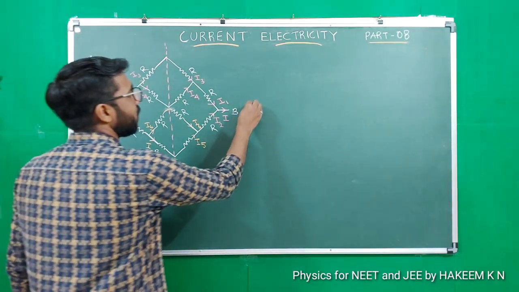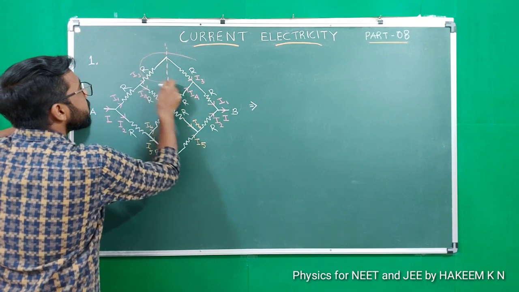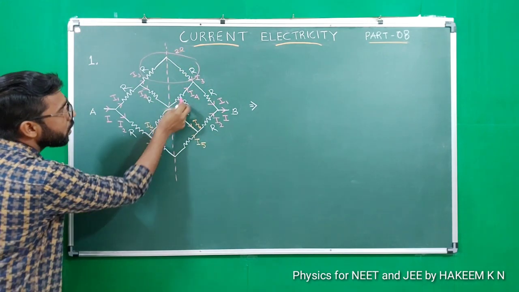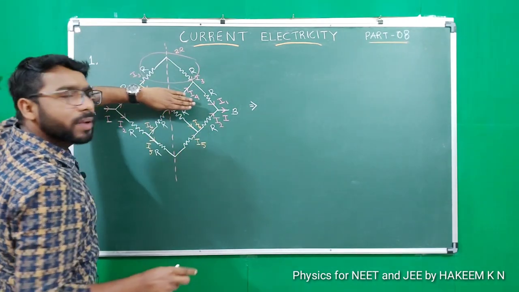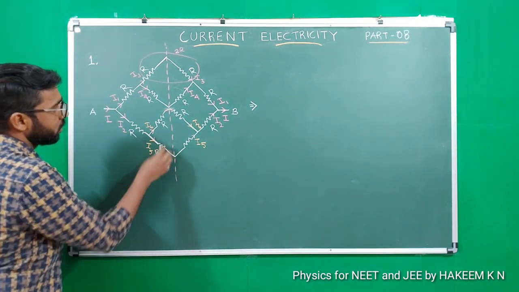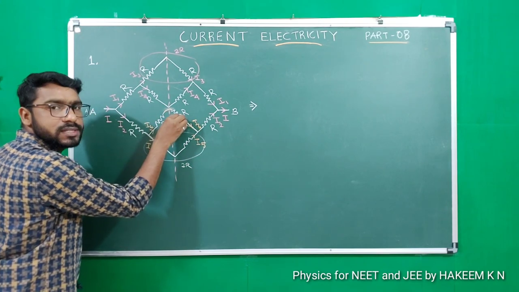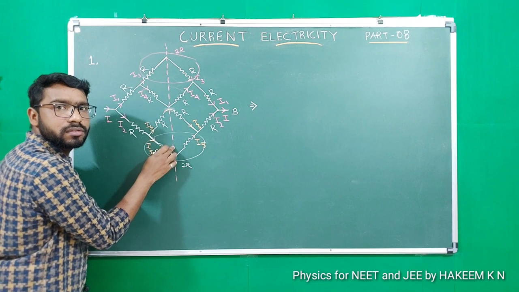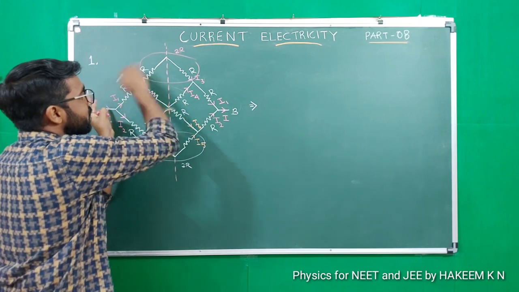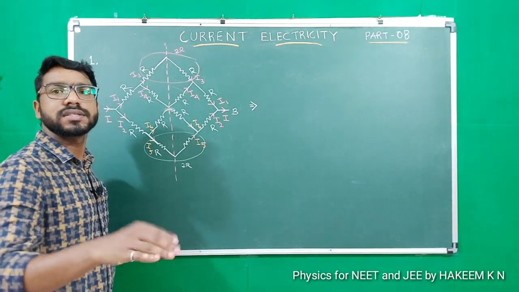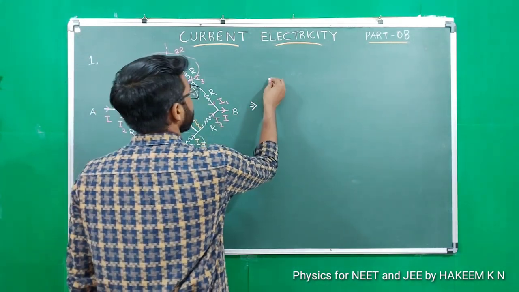Now you can draw the equivalent network. Here R and R in series give 2R, and at the lower part also R and R in series give 2R. 2R and 2R in parallel give R. At the bottom also R and R in series give 2R, and here also R and R in series give 2R. 2R and 2R in parallel give R. Then R plus 2R is 3R, and 3R parallel with 3R gives 3R by 2. Thus we can draw the equivalent network.